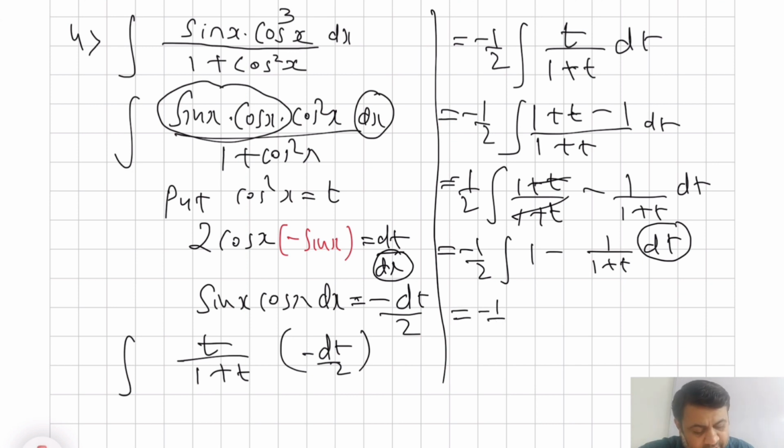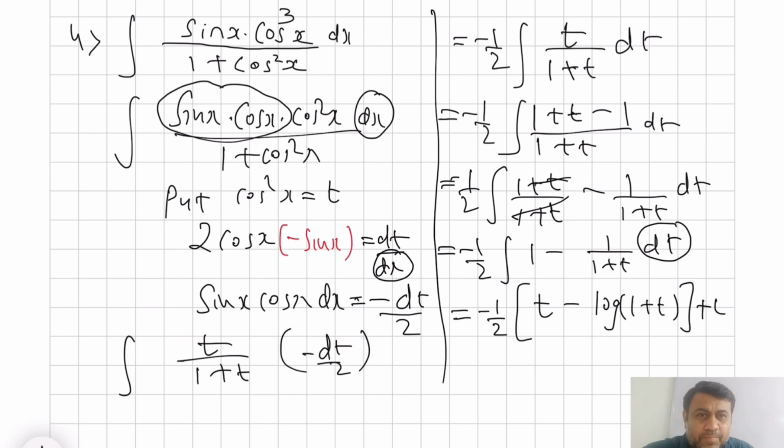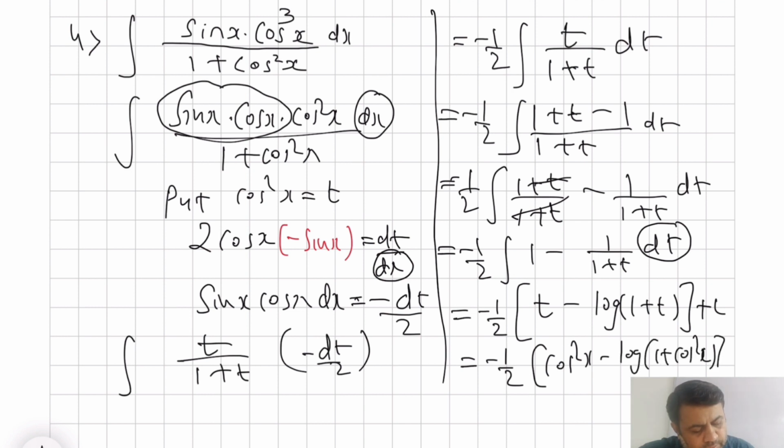So we get minus 1 by 2 keeping as it is, the integration of 1 I am writing as t. And what is the integration of 1 by 1 plus t? Log mod 1 plus t plus c. One last step, don't forget to substitute the value of t again. What is the value of t here? The value of t is cos square x. So minus 1 by 2 as it is, we get cos square x minus log of 1 plus cos square x plus c, and that's my final answer.